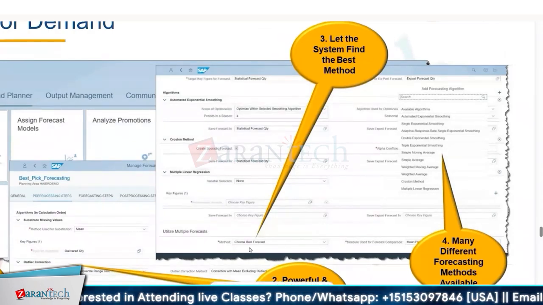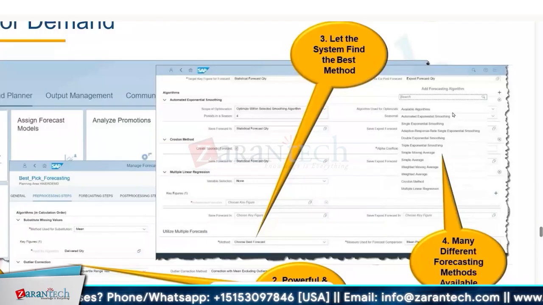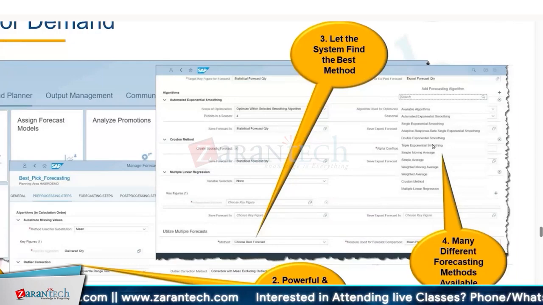Here, point number 3, choose the best forecast. If you select this, the system will run all these algorithms for a particular customer material forecast combination, and check which one is giving the best result. That all happens in the background. For example, the system will run triple exponential smoothing and check the projected forecast accuracy, which may give 80% forecast accuracy. Then the moving average 6 may give 90% forecast accuracy. Similarly, all these simulations end up projecting some level of accuracy.